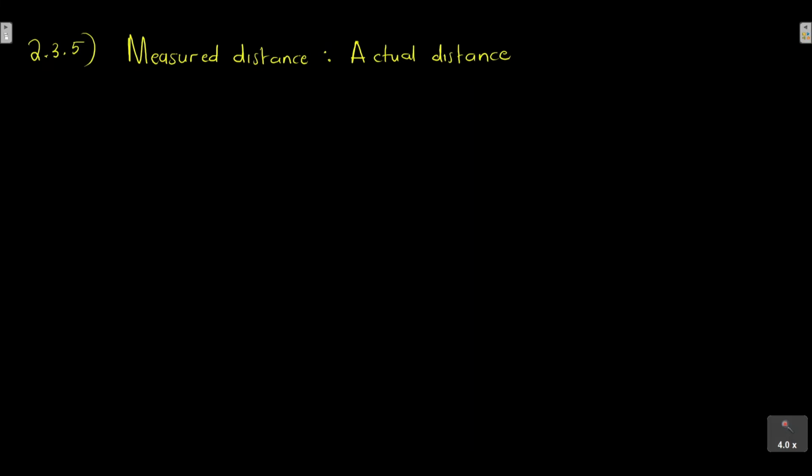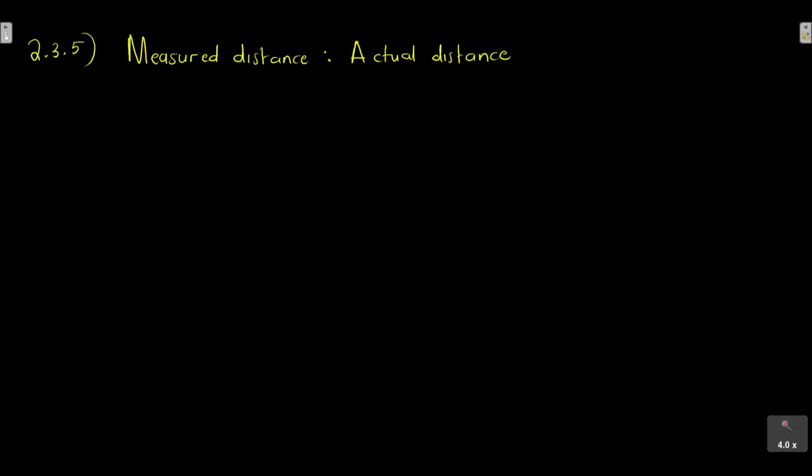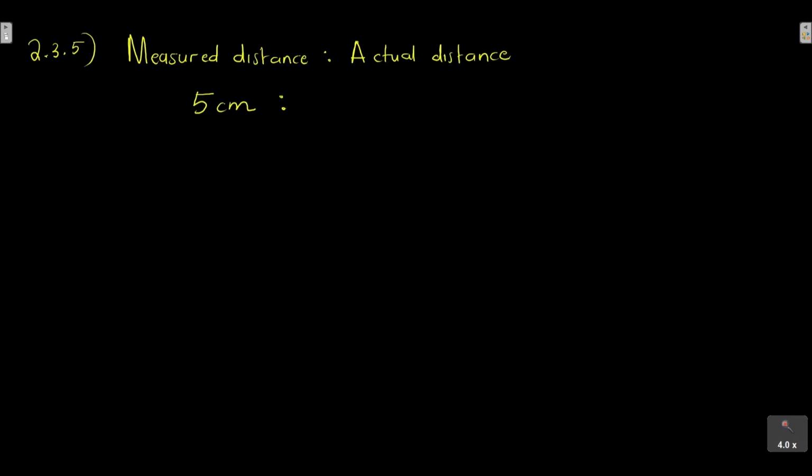What is the measured distance, right? From Motherwell to Blue Water Bay, right? The measured distance is 5 centimeters. We're going to write that down. The measured distance is 5 centimeters. To what is the actual distance? The actual distance is 13 kilometers. Write it down like this, okay?